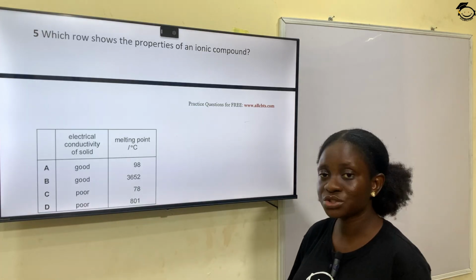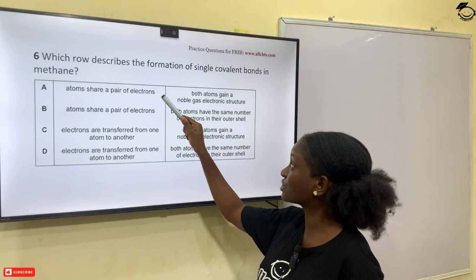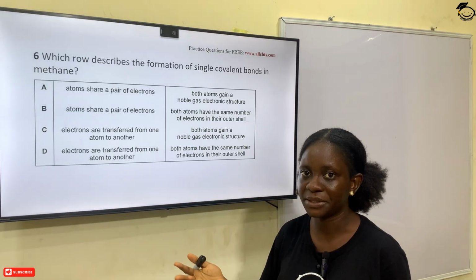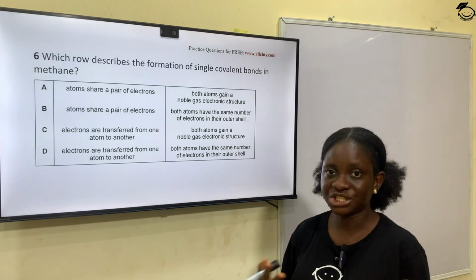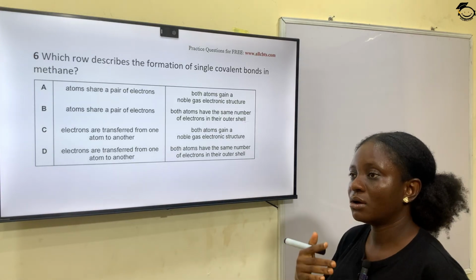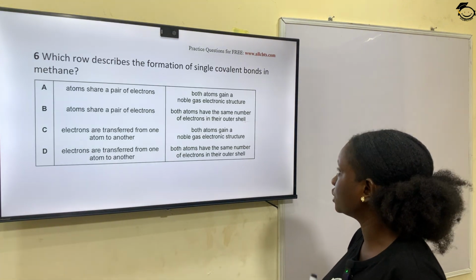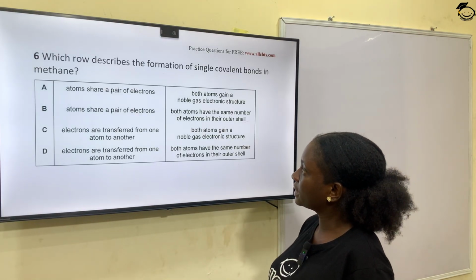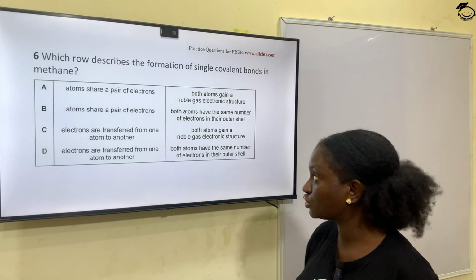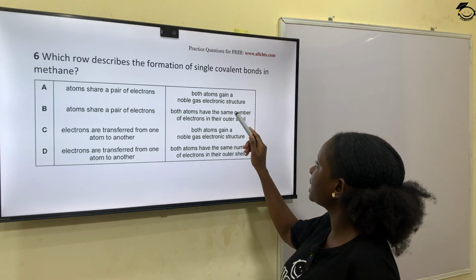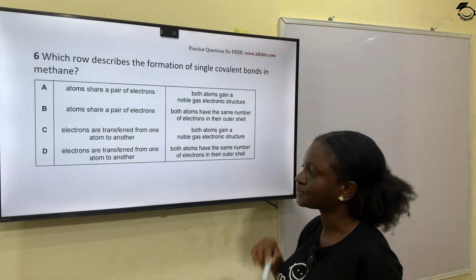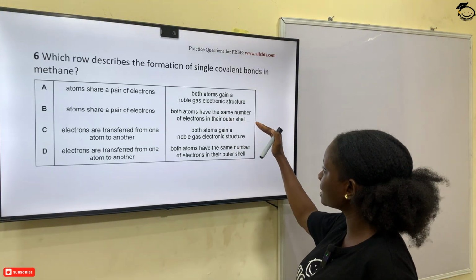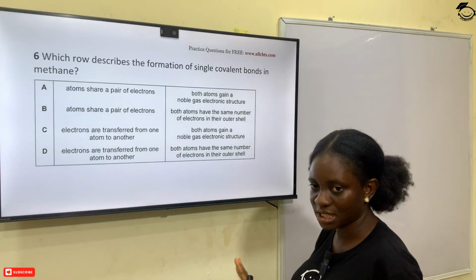Question 6. Which row describes the formation of single covalent bonds in methane? For a covalent bond, they share a pair of electrons, just to attain the octet rule. So option A, atoms share a pair of electrons. Both atoms gain a noble gas electronic structure. B, atoms share a pair of electrons. Both atoms have the same number of electrons in their outer shell.